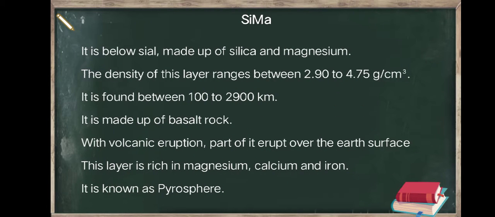Now the Sima. It is below the Sial, made up of silica and magnesium. The density of this layer ranges between 2.90 to 4.75 gram per cubic centimeter. It is found between 100 to 2900 kilometers. It is made up of basalt rock. It should be remembered that the Sial is basically granite. With volcanic eruption, part of it erupts over the Earth's surface. This layer is rich in magnesium, calcium, and iron. It is also known as pyrosphere.